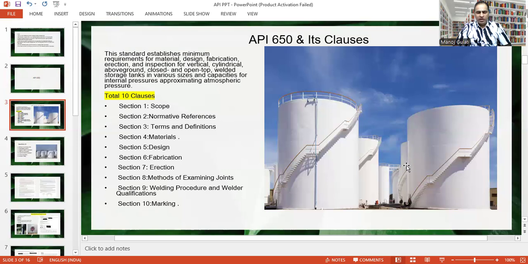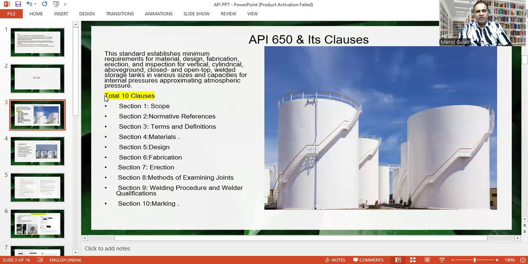Another important point to note here is that this standard is especially designed for tanks where the internal pressure is equal to atmospheric pressure. So these are not pressure vessels. These are tanks which contain liquid at a pressure equal to atmospheric pressure.